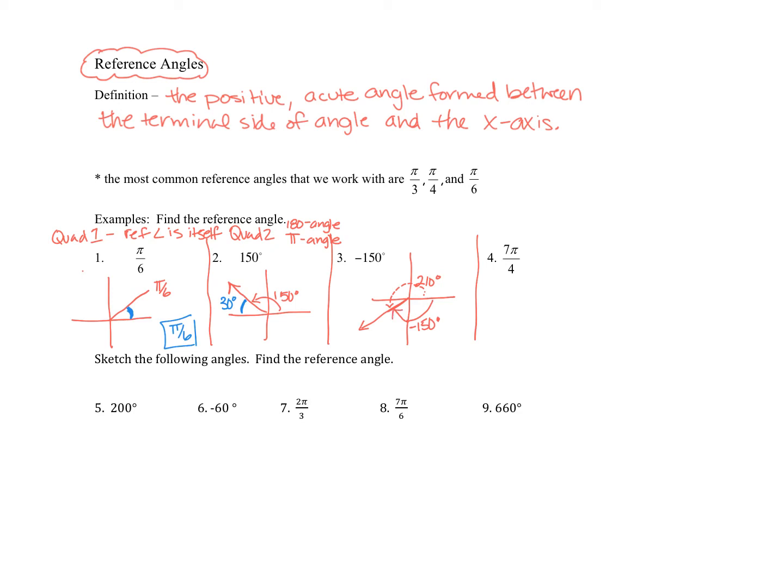So let's think about what my reference angle is. First of all, I'll talk about the word positive in a minute. It's the acute angle formed between the x-axis and my terminal side. So this is my terminal side, that's the x-axis.